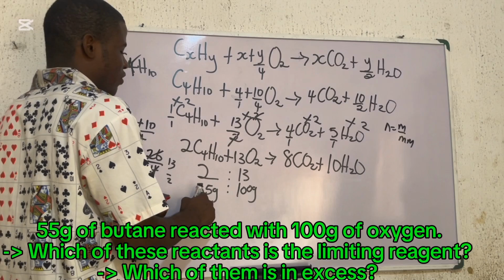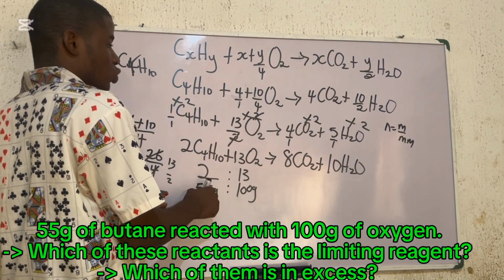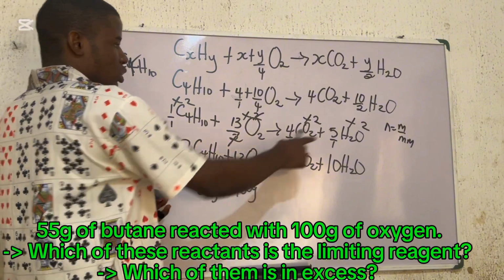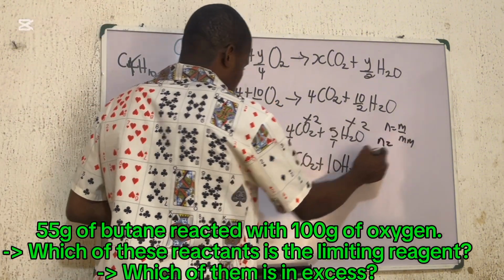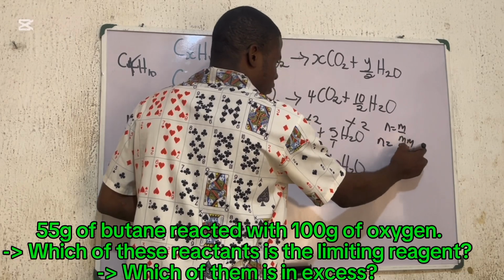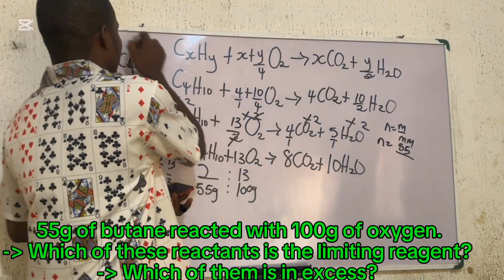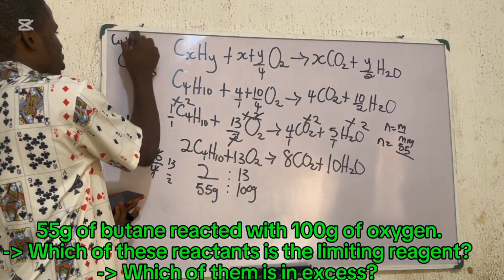So for me to convert 55 gram of butane to moles, I must use the formula: number of moles is equal to mass over molar mass. The mass they gave me is 55, all over the molar mass. Do I know the molar mass of butane? C4H10. What is the molar mass of C4H10?